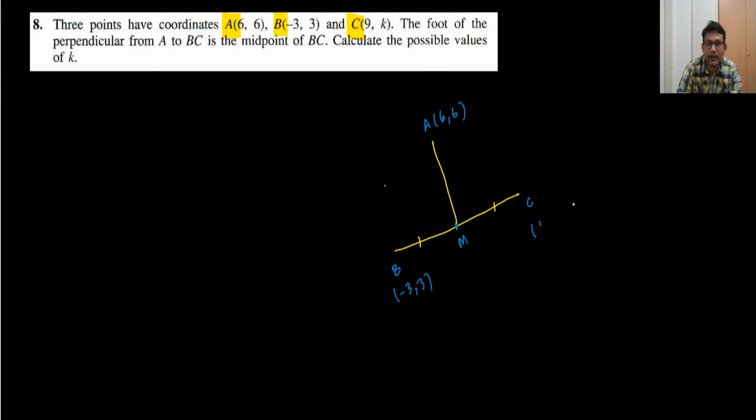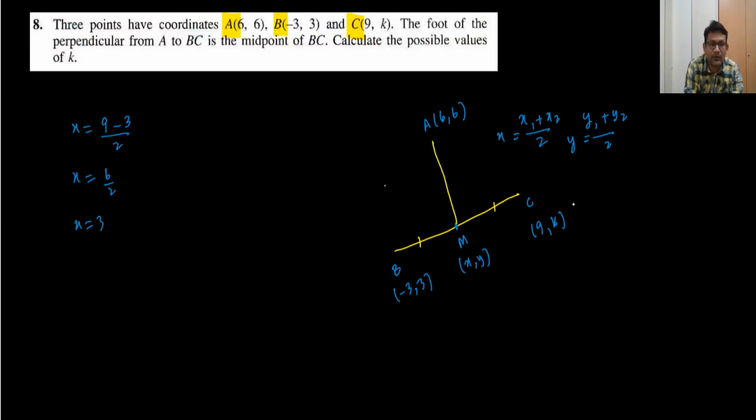and C is (9, k). The midpoint formula is (x1 plus x2) divided by 2 and (y1 plus y2) divided by 2. Sometimes we write here x, y as the midpoint. So first, for x, it is 9 minus 3 divided by 2. You can find the value of this coordinate. 6 upon 2, x is coming 3.